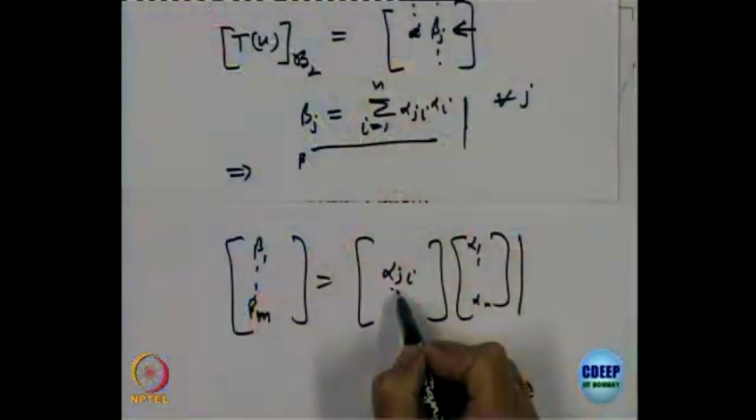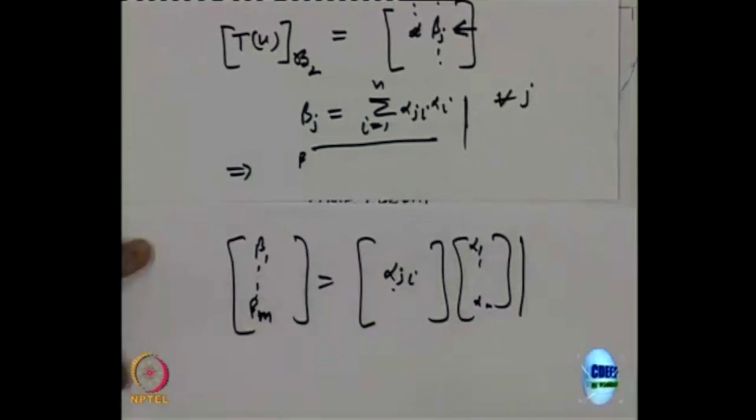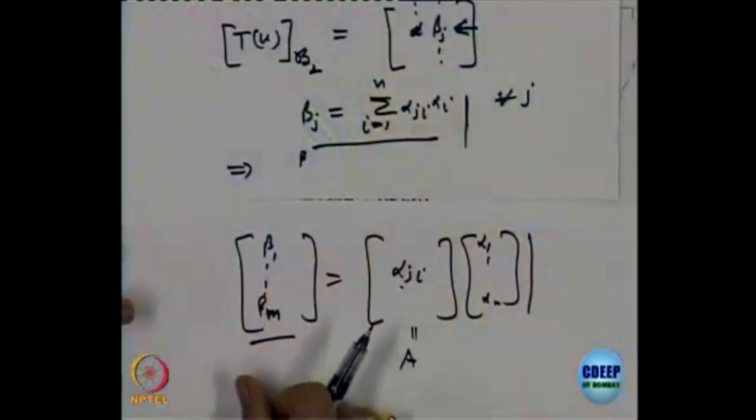See, alpha j i, what is j? The first index indicates the row, the second one indicates the column. So in that row, look at it and multiply by alpha 1, you will get this vector. So this is the matrix A which corresponds to the linear transformation, right.